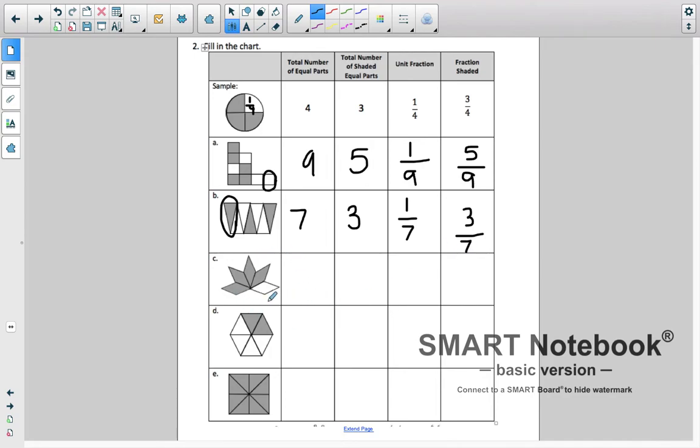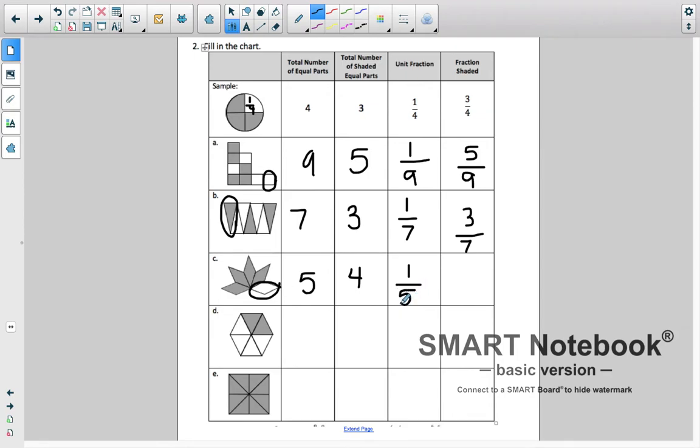All right, let's look at part C. How many equal parts are there? 1, 2, 3, 4, 5. Now let's count how many shaded pieces there are. 1, 2, 3, 4. 4 shaded pieces. And one of these pieces is going to equal what? What's a unit fraction? So it's going to be 1. And we know that there's 5 equal parts, so it's going to be 1/5.